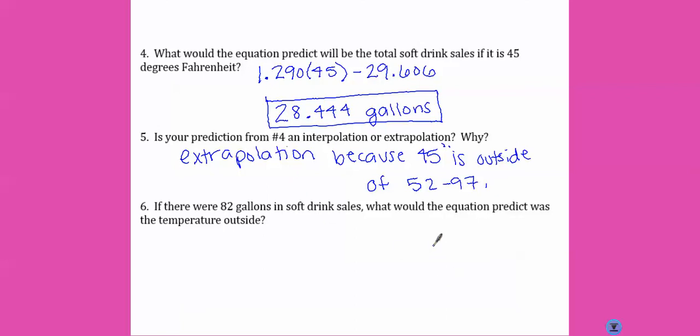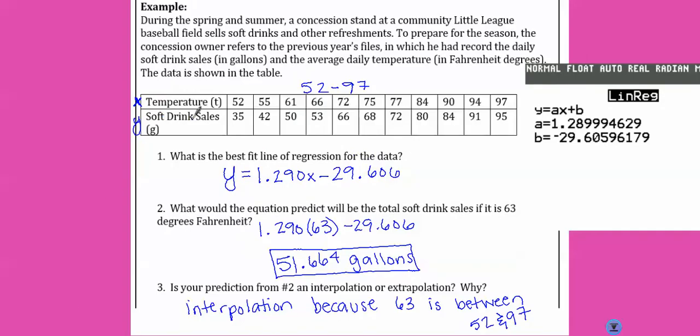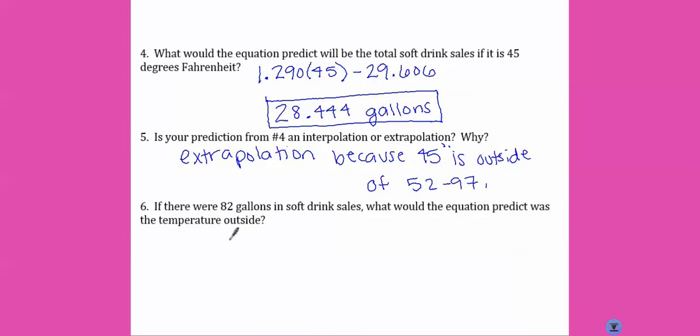If there were 82 gallons in soft drink sales, what would the equation predict was the temperature outside? This time, we're given a y value. We're given the total soft drink sales. So we're going to plug in for y. So we would have 82 equals 1.290x minus 29.606. So this time we're going to have to do some algebra.